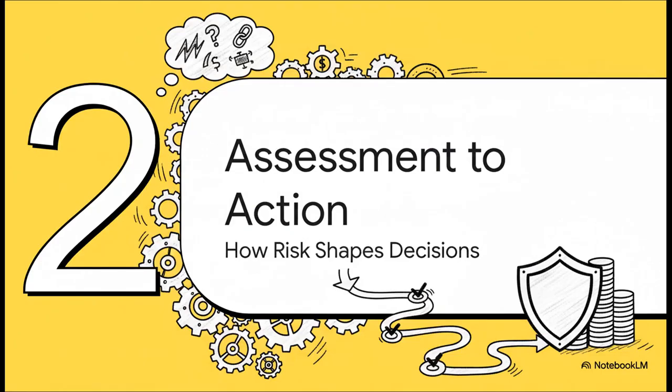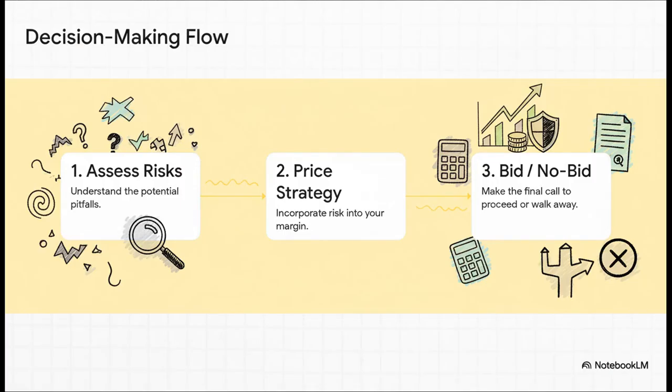So, identifying these risks is just step 1. That's the assessment part. Now for the crucial bit. How do you take all that knowledge and turn it into real-world action that shapes your biggest decisions? The process is actually pretty simple, but it's incredibly powerful. First, you assess all those risks we talked about. Then, that assessment directly informs your pricing strategy, like how big of a contingency do you need? And finally, that price helps you make the ultimate call. Do we bid or do we walk away?